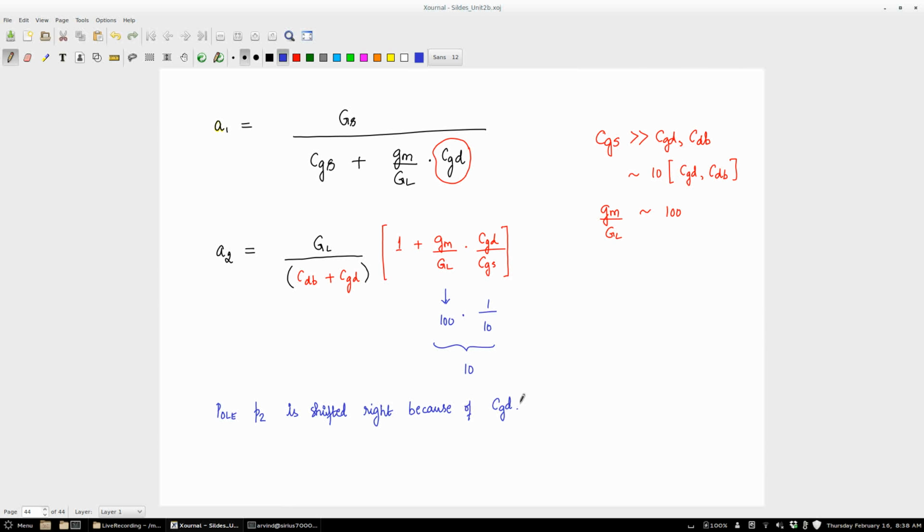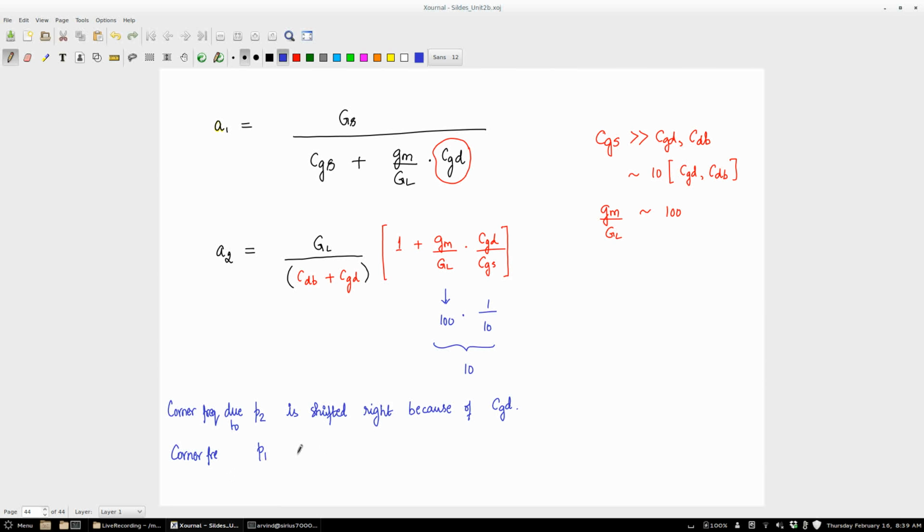So what you can comment is that the P2 is shifted right because of CGD. Correct? And similarly, what about pole P1? Is this correct? So what I mean is that it's become more negative.